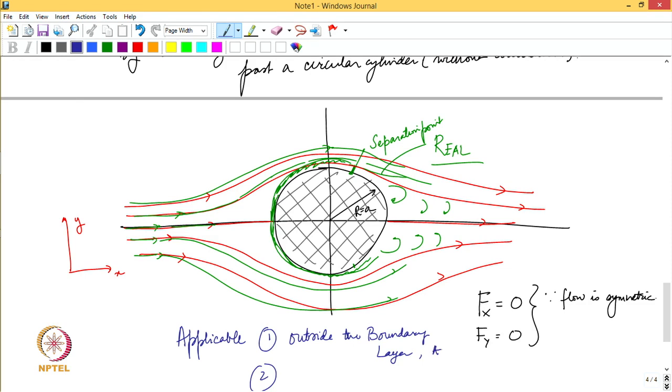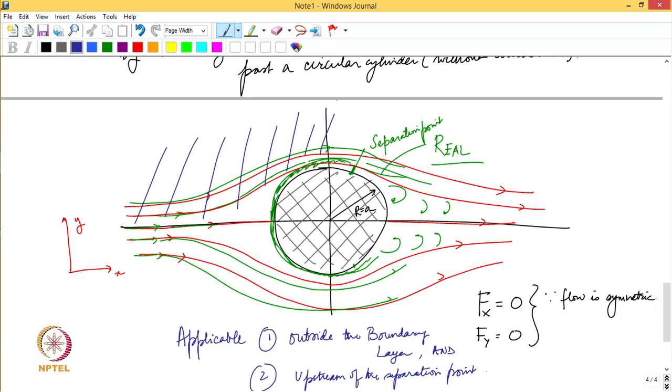Upstream of the separation point. That is very important. So, until the flow separates, our solution is still valid. What I mean by that is that our solution is still valid in this region. All right. So, here we can still apply this flow, but as soon as we get close to the boundary layer or in the boundary layer, this solution will no longer be applicable.